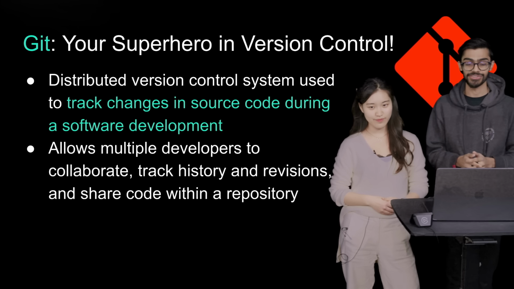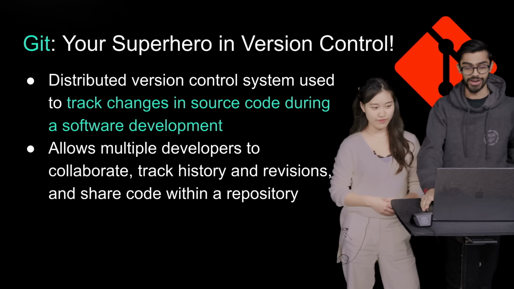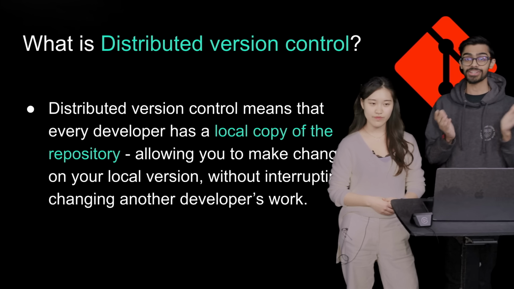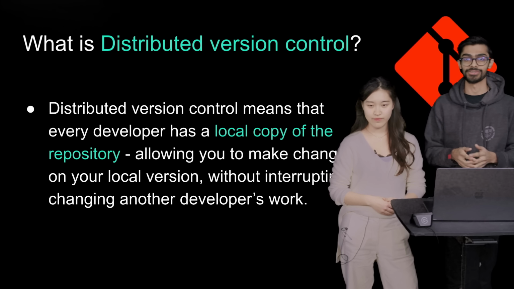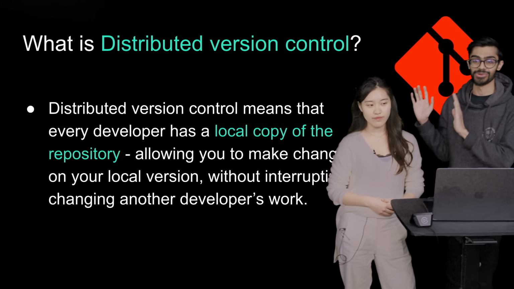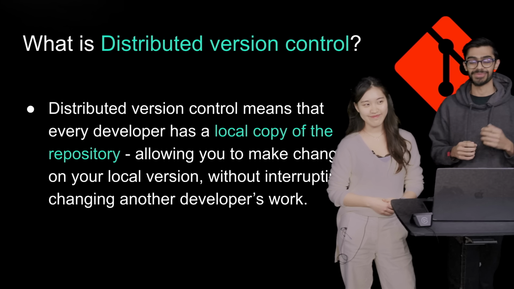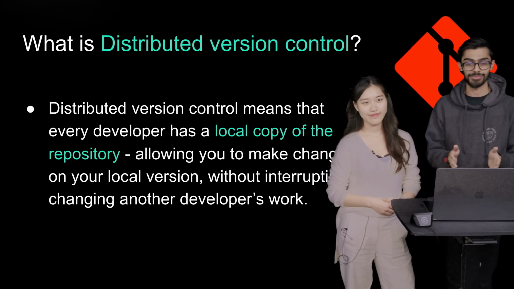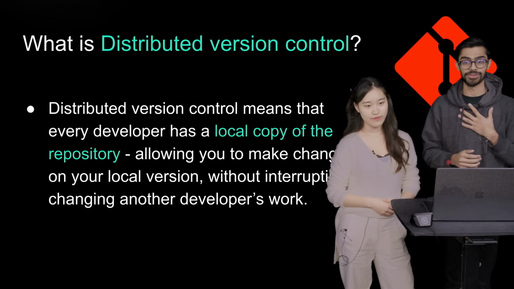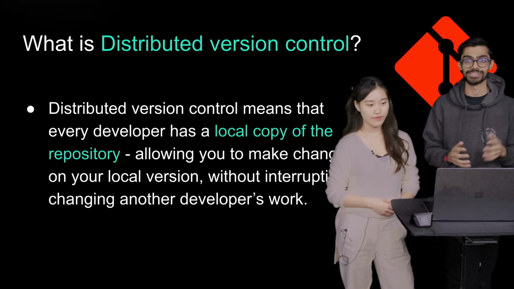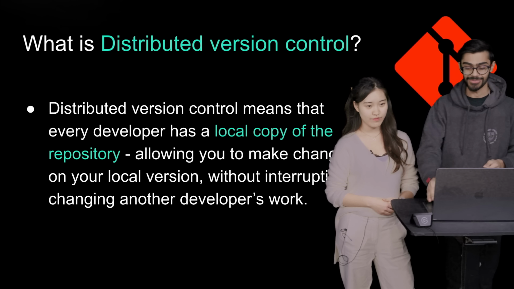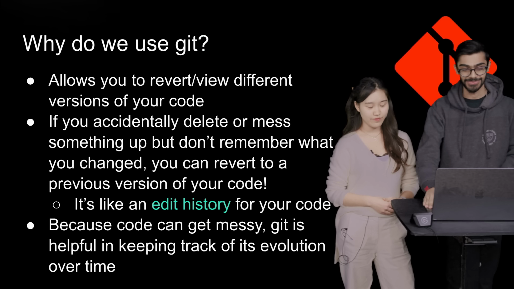So you can track history and revisions, and you can share code with a repository. Distributed version control means that every developer can have a local copy of the repository and the code. And so essentially, Sain and I can be working on a project together, and there's going to be a copy of the code that is accessible by both of us. And then we're each going to have our own local versions of that code so we can edit it differently. And that allows us to collaborate on the project, and there's a few functions around that.